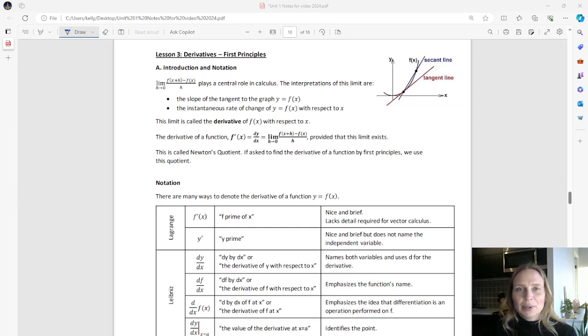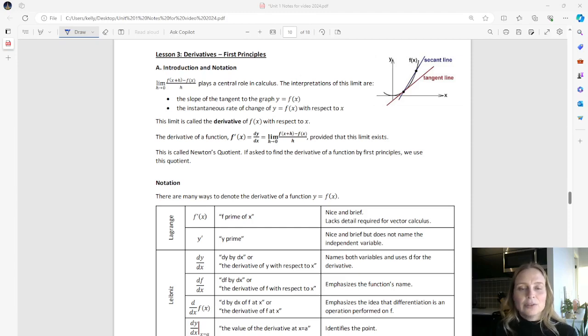This limit is so important that it has its own name. It's called the derivative of f at x with respect to x. And it just means how the function f at x is changing with respect to the variable x. The way of writing this derivative is f prime of x, or we can write dy by dx. And the first principles definition is that it's the limit as h approaches 0 of f at x plus h minus f at x over h, provided that this limit exists.